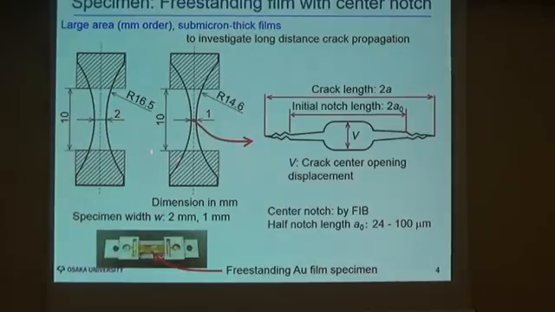We utilize two types of hourglass-type specimen with different specimen widths, 2 millimeters and 1 millimeter, to clarify the dominant mechanical parameter of creep crack propagation irrespective of the specimen size. And we introduce the initial notch by FIB. The half length of the notch is in the range of about 24 to 100 micrometers. During the experiment, we evaluate the total crack length 2a and also the crack center opening displacement, b.